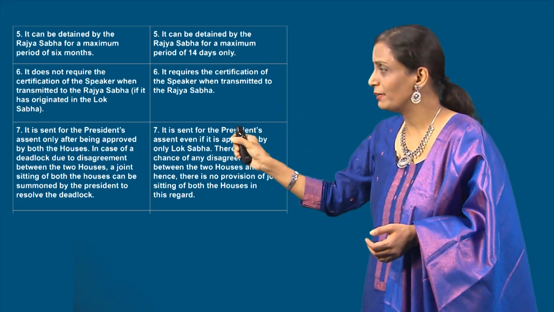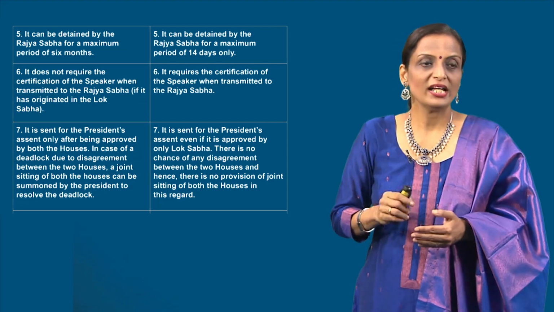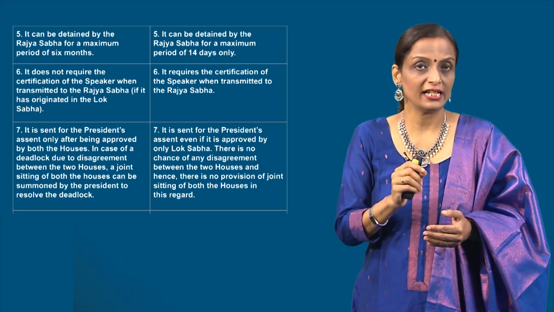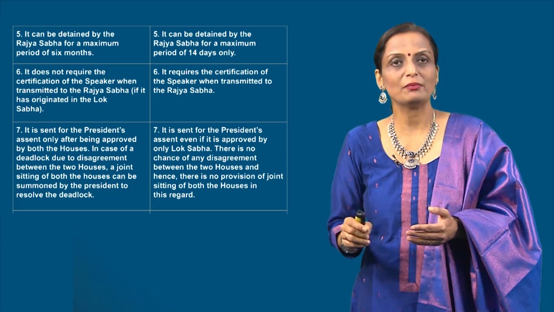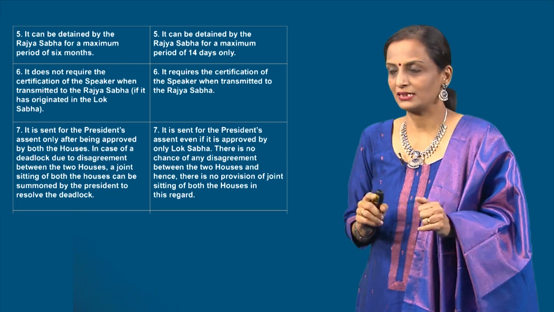Also, an ordinary bill can be detained by the Rajya Sabha for a maximum period of 6 months. Whereas, in the case of a money bill, it can be detained by the Rajya Sabha only for 14 days, not for 6 months.